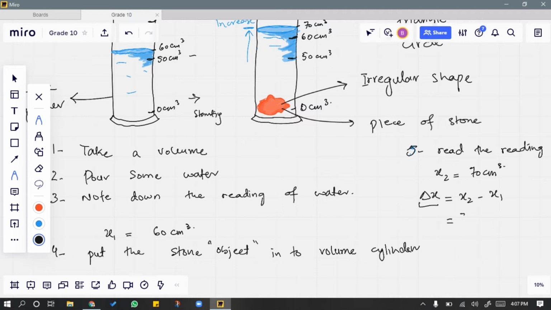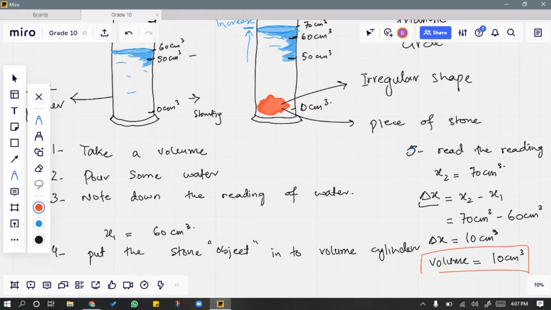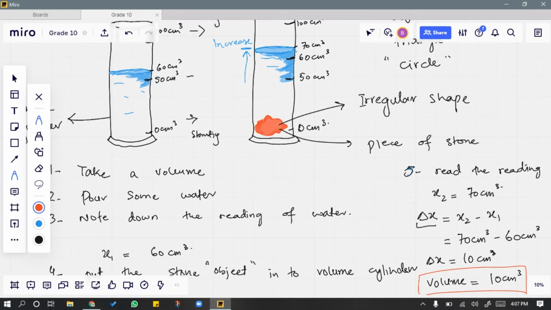When we calculate the difference, it is 70 centimeter cubic minus 60 centimeter cubic. Your value comes to around 10 centimeter cubic. That is the difference between these two values, and this difference is basically the volume of your stone, the volume of any object which you are measuring. So the volume is going to be 10 centimeter cubic for the stone. This is the method for finding the volume of an irregular shape object with the help of the displacement method.